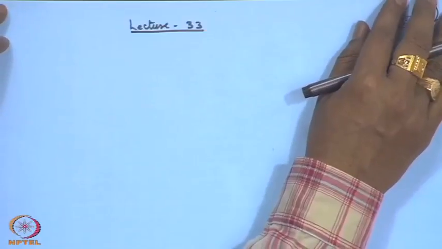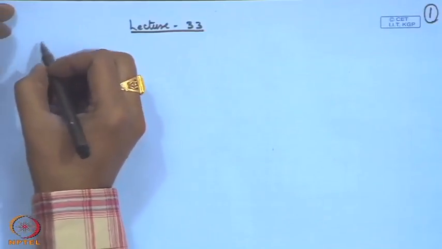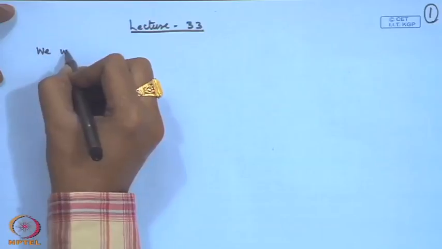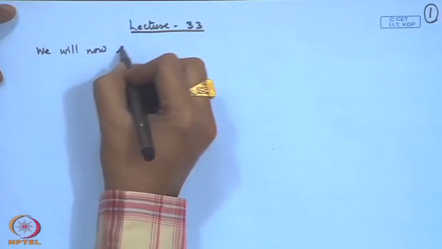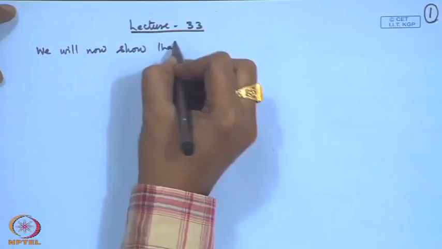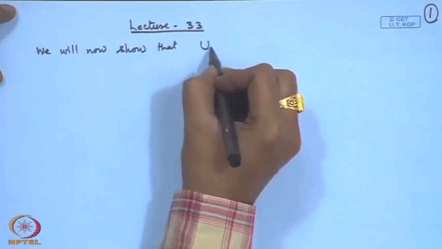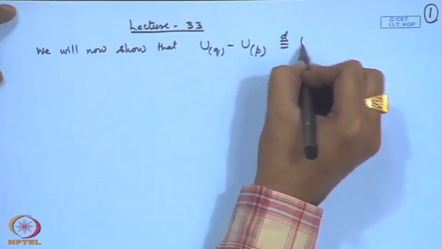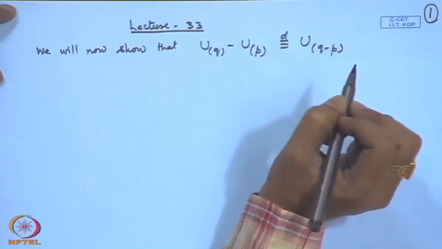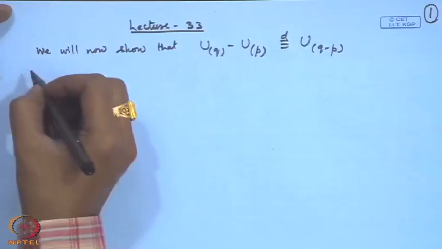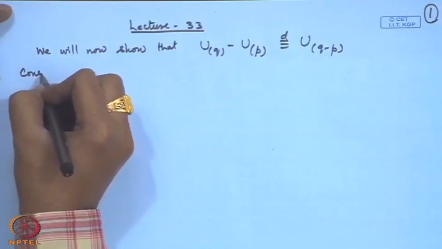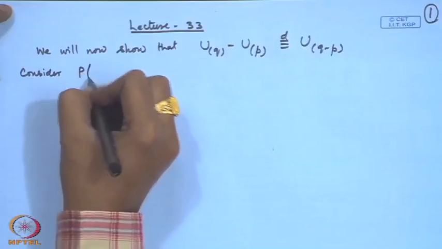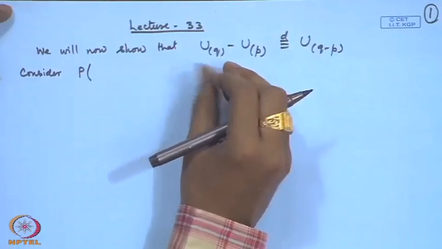So, first thing is that we considered the joint distribution of u p and u q. Now, I look at the distribution of the difference. So, we have the following result. We will now show that the distribution of u q minus u p is the same as the distribution of u q minus p. So, for that let us consider the distribution of u p and u q.